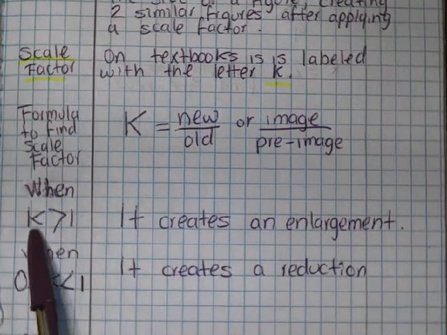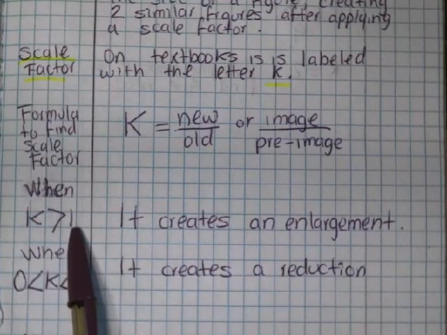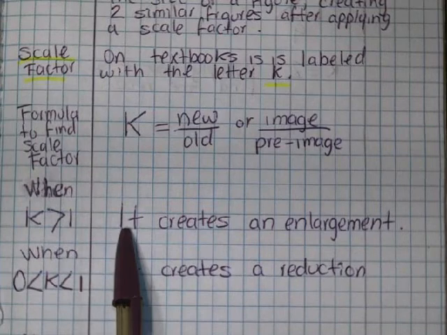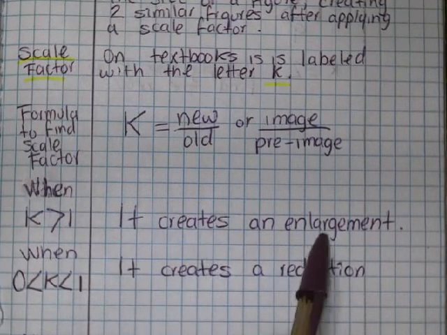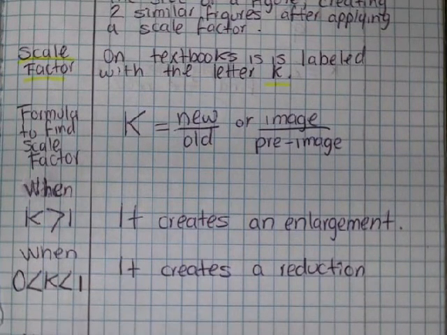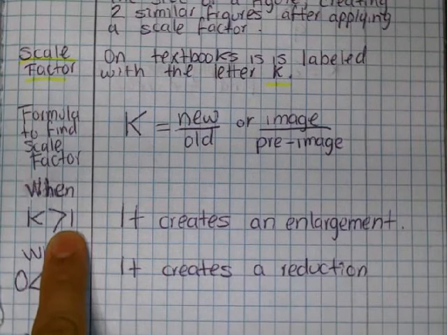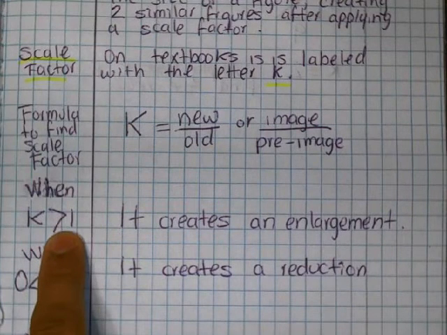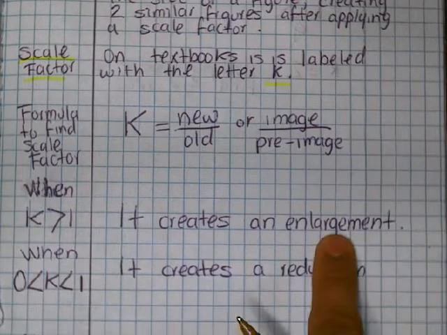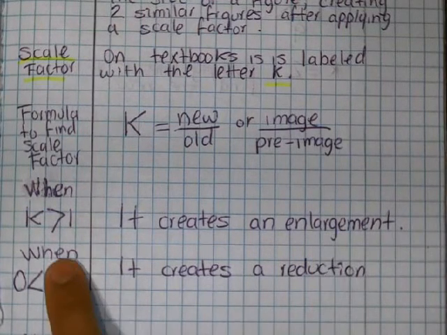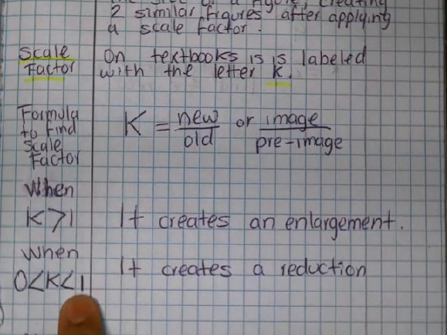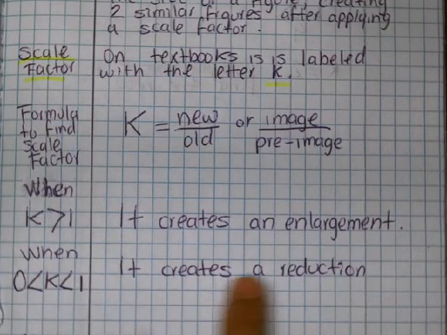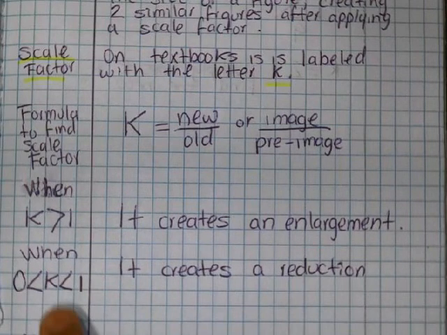Let me move this up a little, and we're going to talk a little bit more about scale factor. Whenever your scale factor is greater than 1, it is going to create an enlargement. That means I'm going to multiply times a number that is greater than 1. Because when you multiply times a number more than 1, you get something bigger. And if the scale factor is less than 1, it's going to make a reduction.